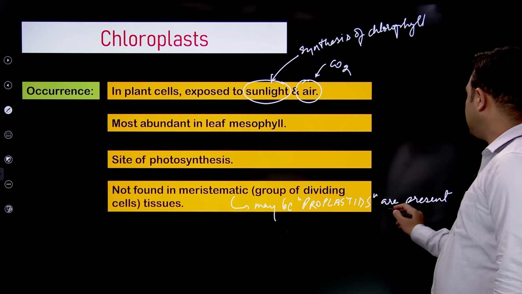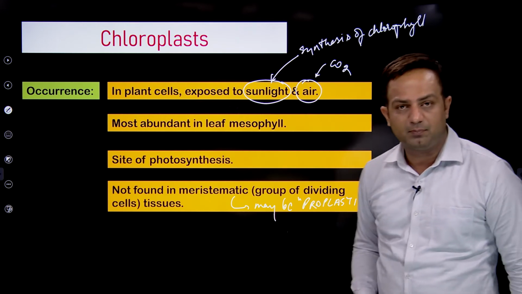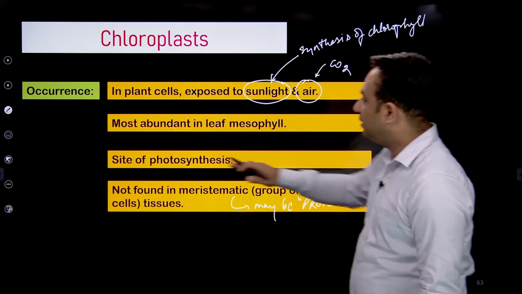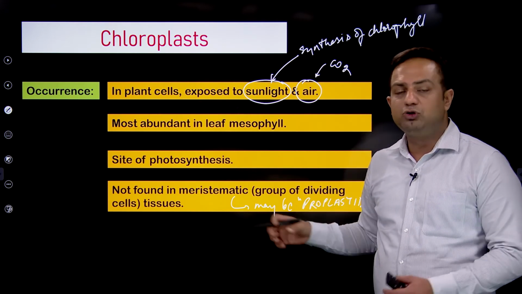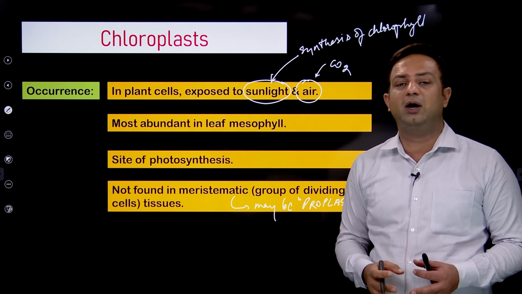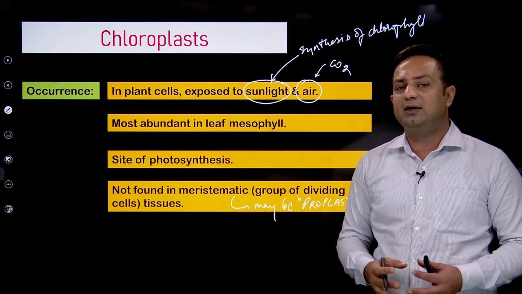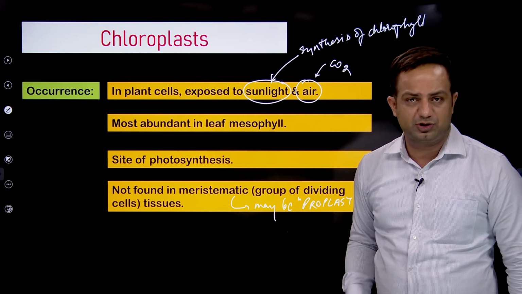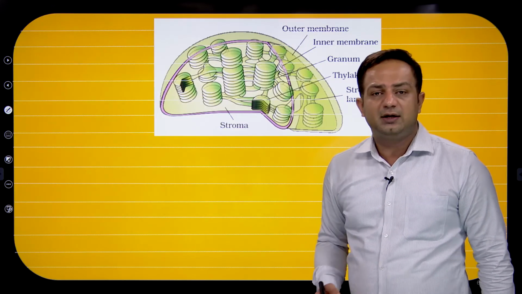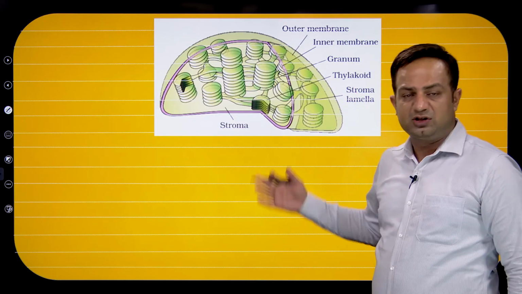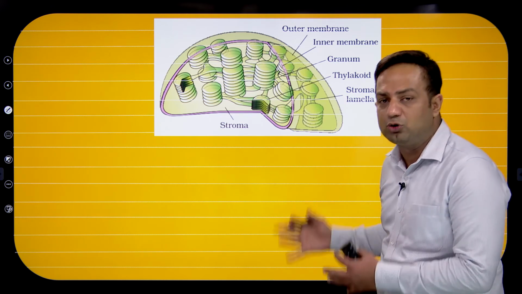It is possible they may have proplastids in them. Next, these are about the occurrence of the chloroplast, right? Remember this, you can take out a chloroplast when you keep the green cell in a 10 molar solution of sucrose. You can extract the chloroplast and study it, and here is the thing, how the chloroplast looks.